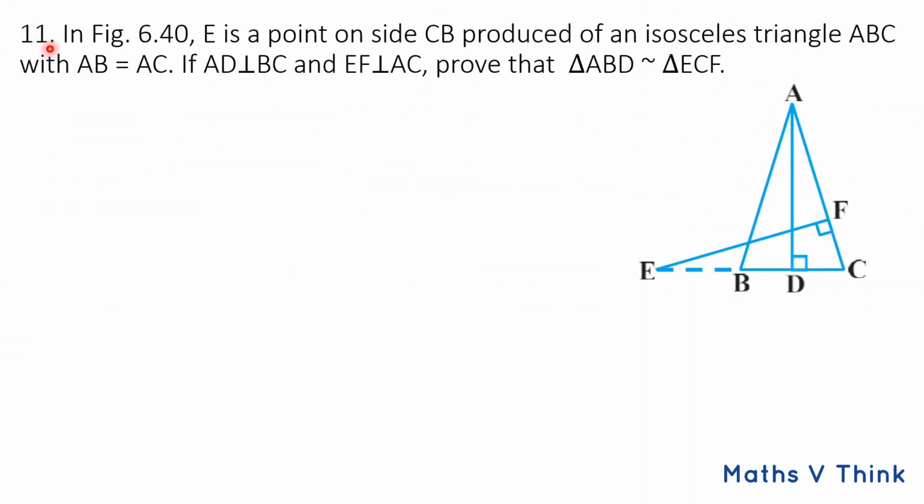The 11th question says, in the figure, E is a point on side CB of an isosceles triangle ABC. So they gave ABC is an isosceles triangle with AB is equal to AC. If AD is perpendicular to BC, same way EF is perpendicular to AC, I need to prove that ABD is similar to ECF.